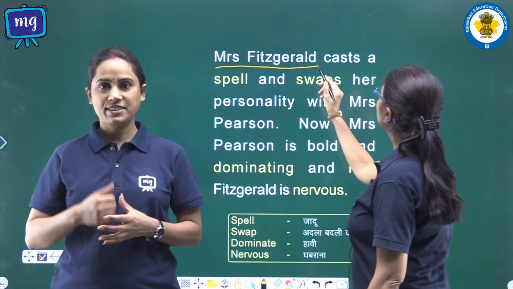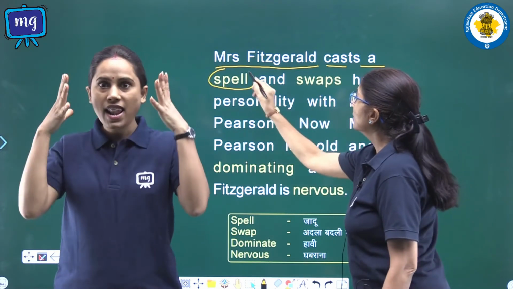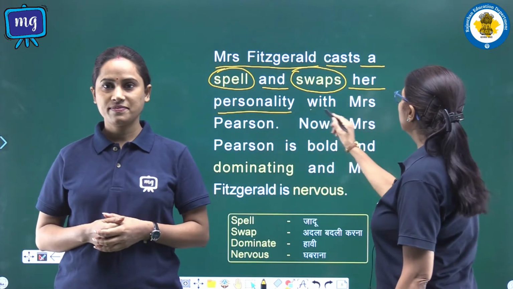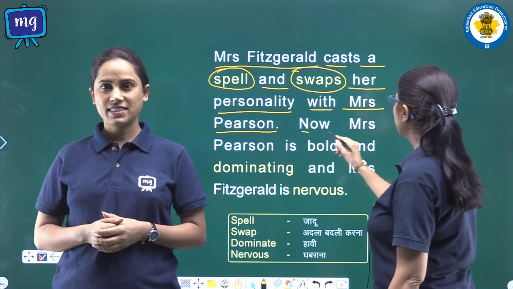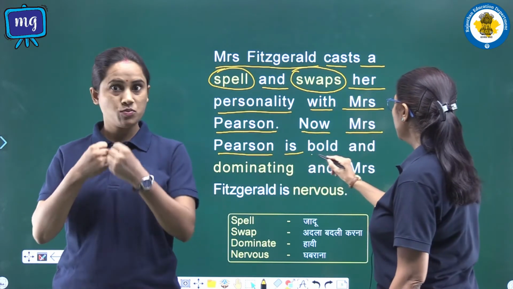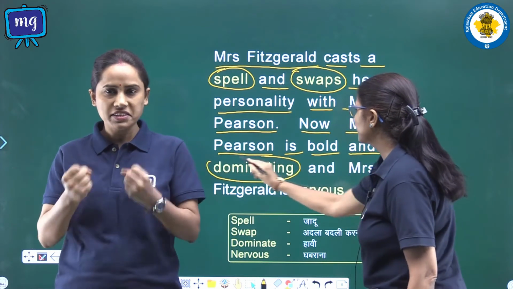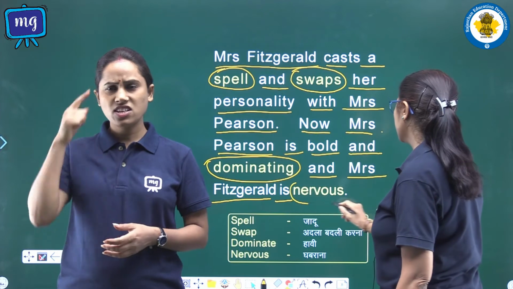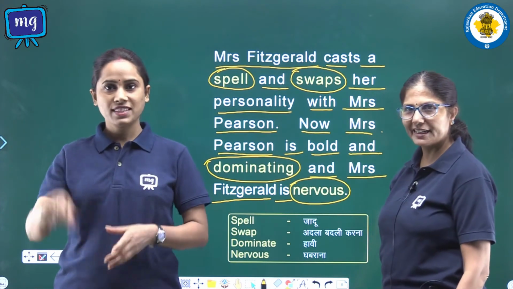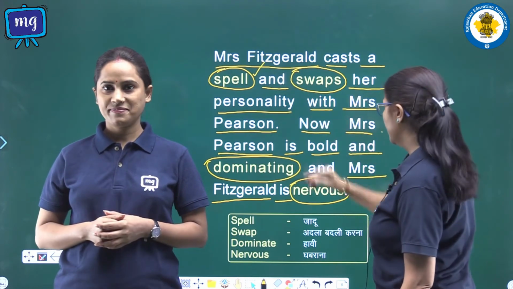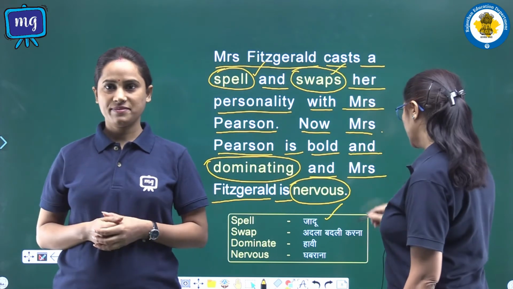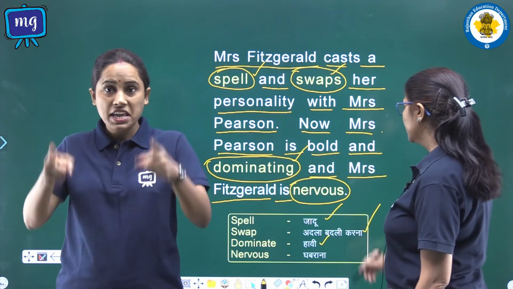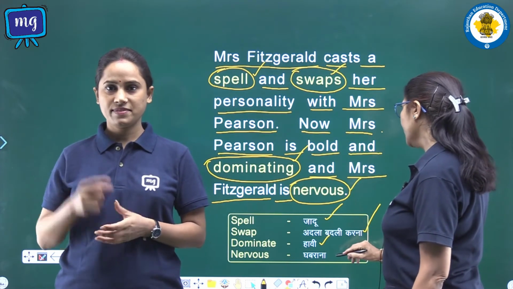Mrs. Fitzgerald casts a spell and swaps her personality with Mrs. Pearson. Now Mrs. Pearson is bold and dominating, and Mrs. Fitzgerald is nervous. Word meaning: spell, जादू. स्वैप, अदला बदली करना. डोमिनेट, हावी. नर्वस, घबराना.